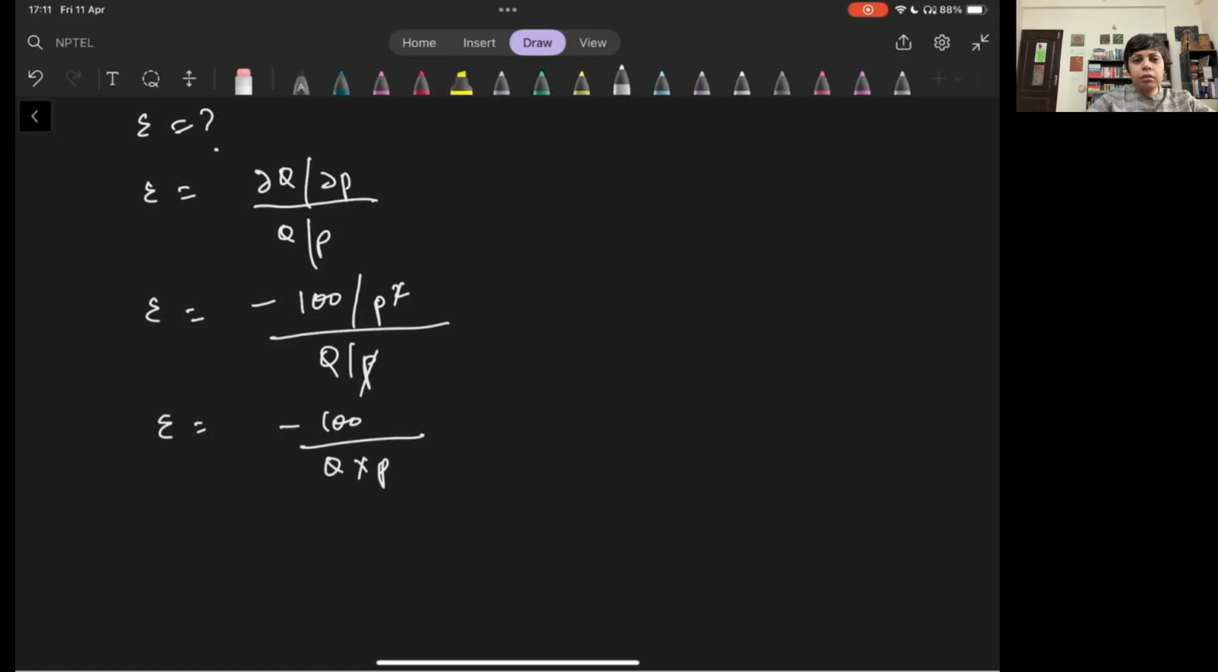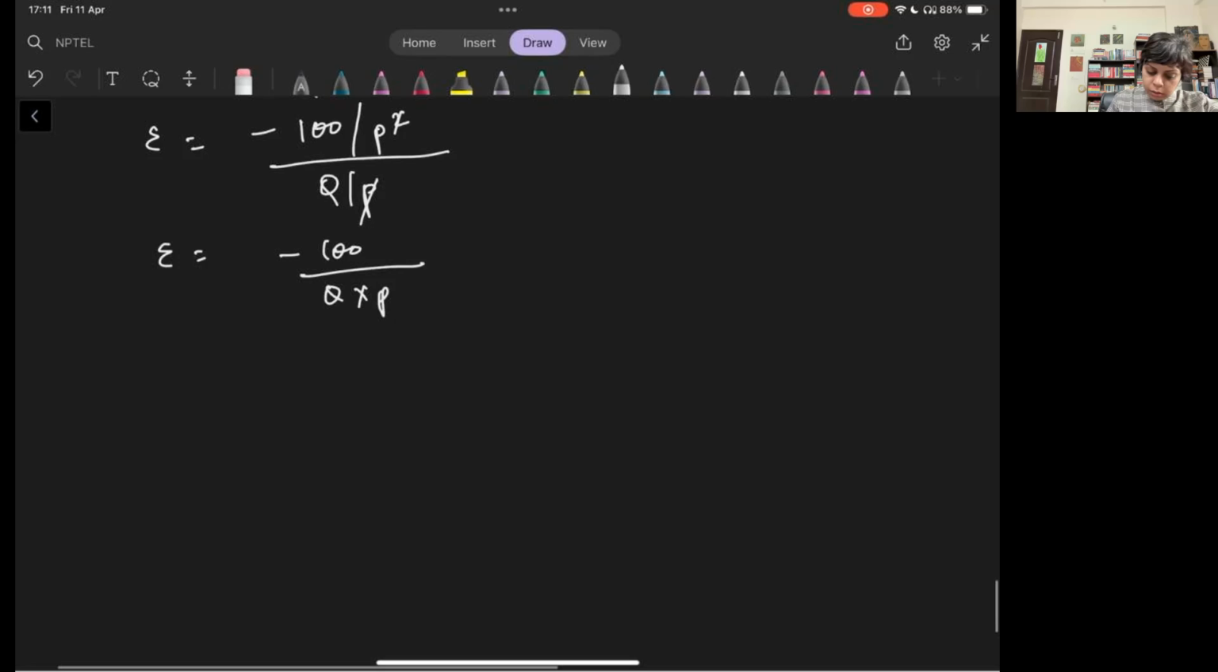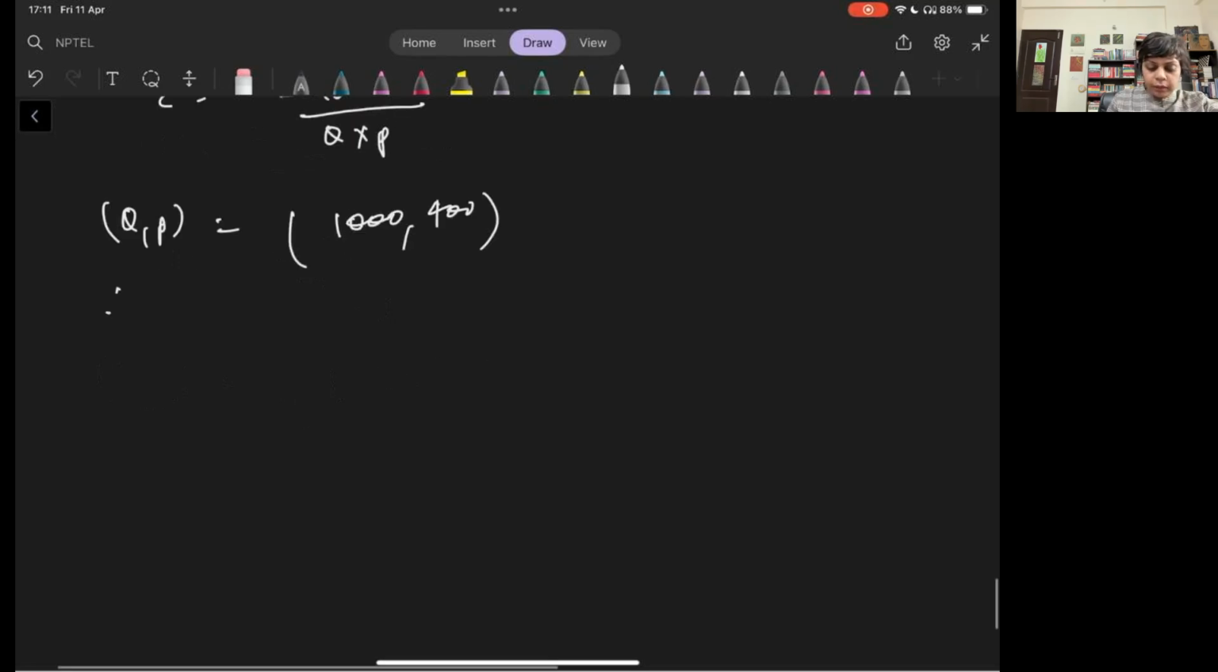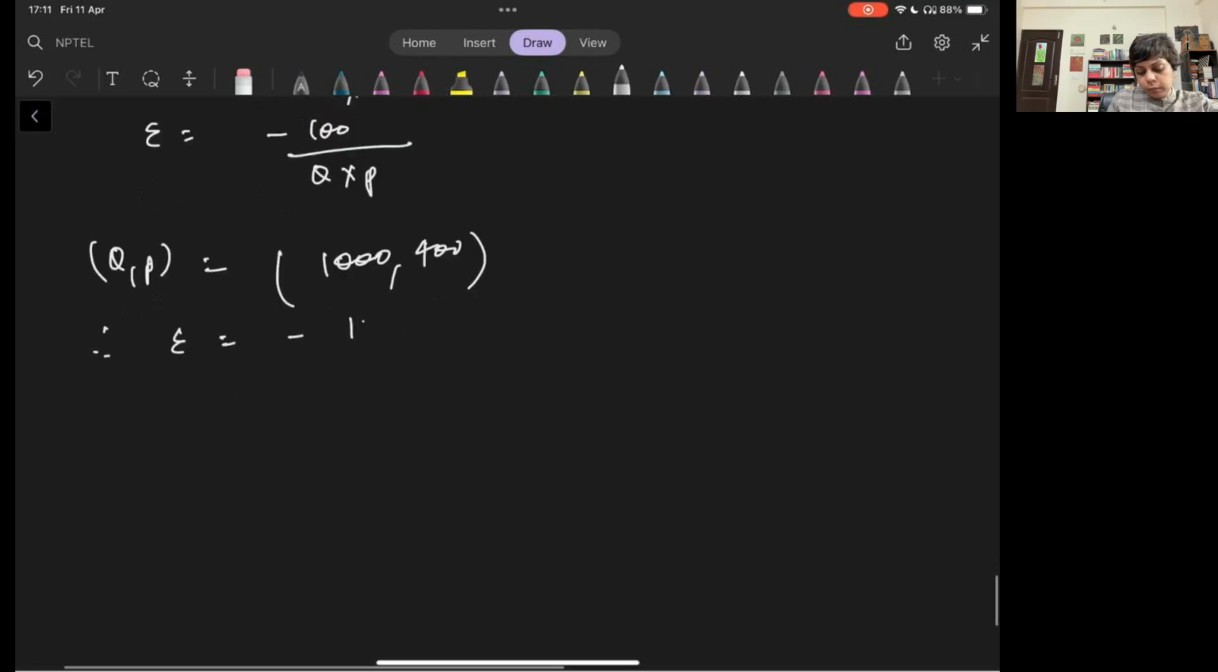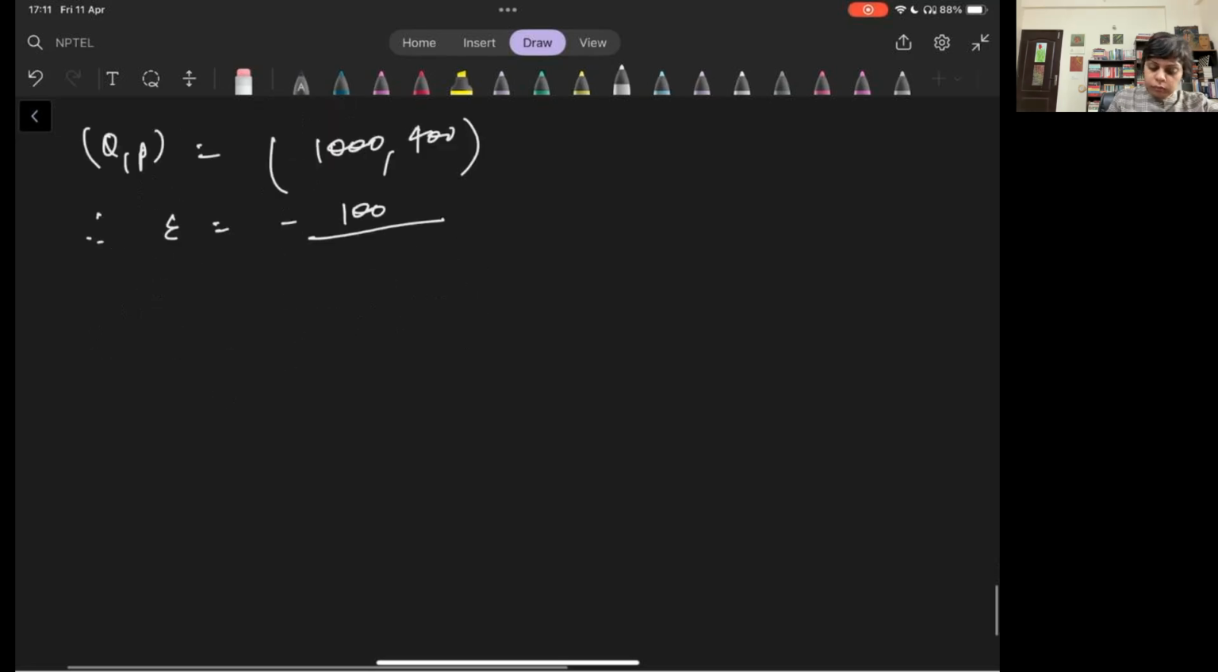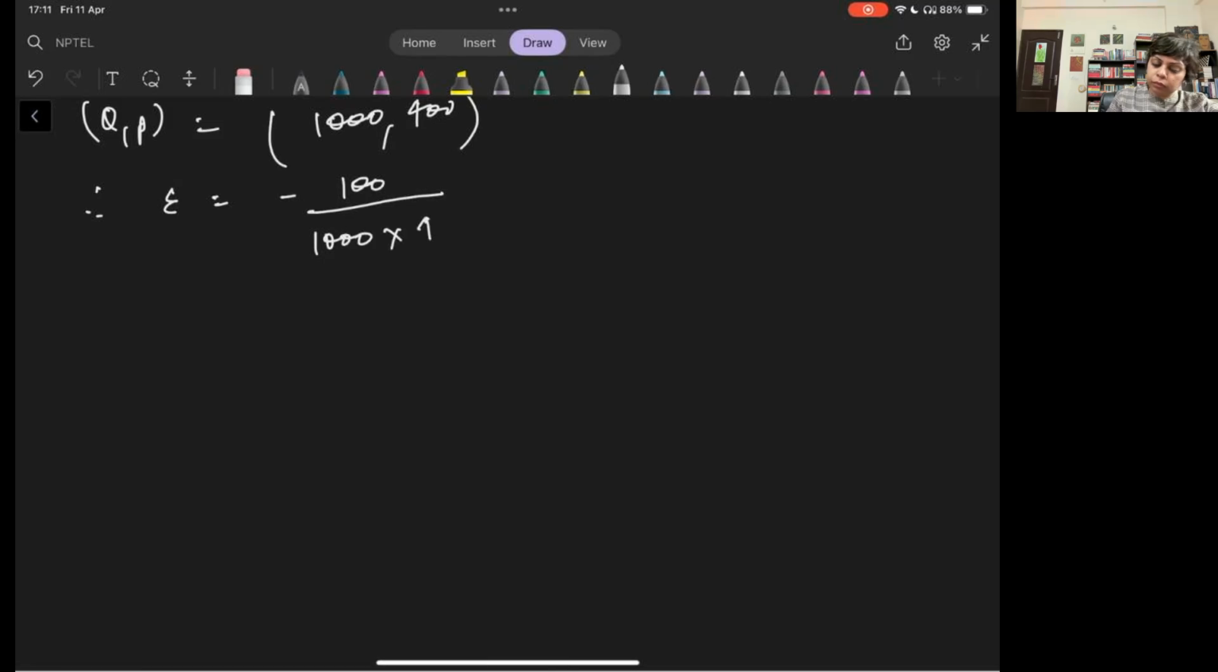And what is the value given? Q and P are given as 1000, 400. Therefore, at this price, you just plug in the values and calculate it. Minus 100 upon minus 1 upon 4000. So this is the price elasticity of demand.